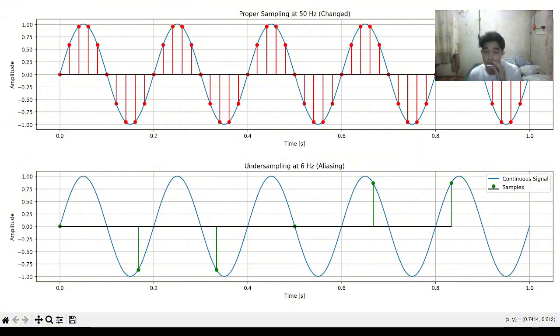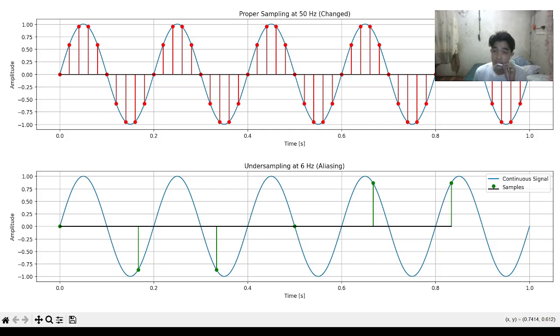Now, when we look at the bottom one, we have the undersampling at 6 Hz. At 6 Hz, the samples no longer represent the true waveform, or the blue continuous line. Instead, the signal appears to have a lower frequency. Now this is the aliasing effect. This demonstrates how undersampling causes loss of information and waveform distortion.